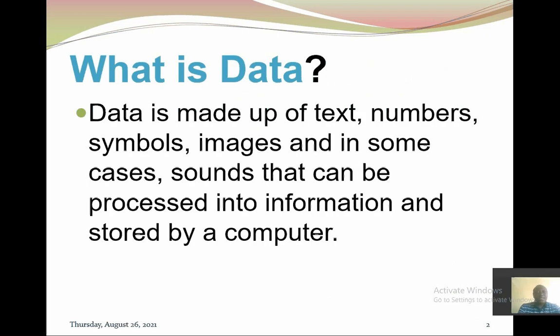Now, what is data? Before we look at the two, because we are saying database, we need to know what data is. Data is made up of text, numbers, symbols, images, and in some cases sounds, which can actually be processed into information. Another person can say that data are raw facts. That is why you can see that this is text, numbers, symbols, images, that can be processed into what? Information. However, even when you say that these are raw facts and you stop there, no one will penalize you.